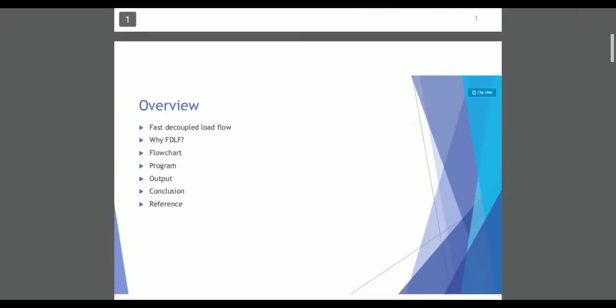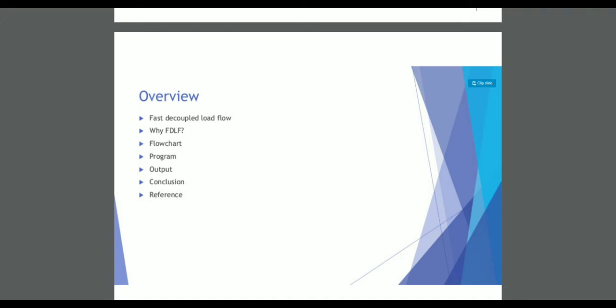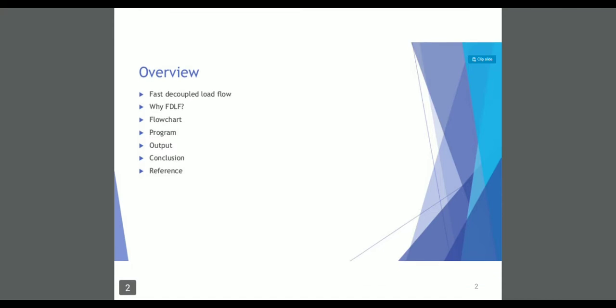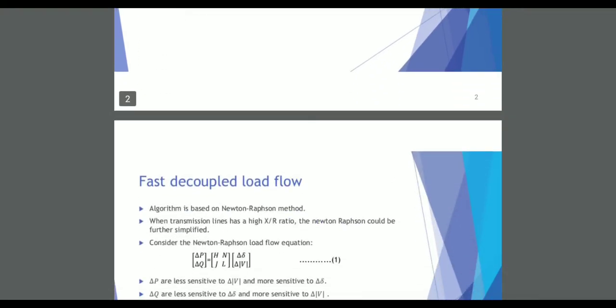Coming to the first slide, it gives you the overview of the fast decoupled load flow method. What is the meaning of FDLF? What does it define? What is the program given for the FDLF method? How will the flowchart be? That is, what are the steps you need to follow? And what is the number of iterations you need to give to get the solution for a given load flow equation? Output, conclusion, and reference. These are the things you are going to learn about the FDLF method in the presentation.